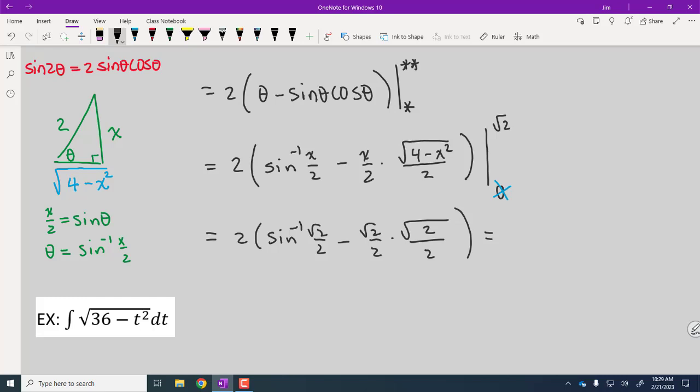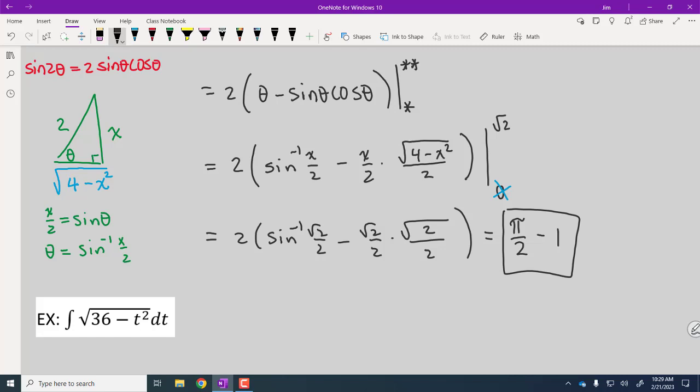So that is going to be pi over 4 times 2, which is pi over 2. And then over here, this is going to be a 2 over 4, which is a half. But then we distribute that 2 and we get a 1. So that will be our final result. So that is trigonometric substitution. We need to do a bunch of those.